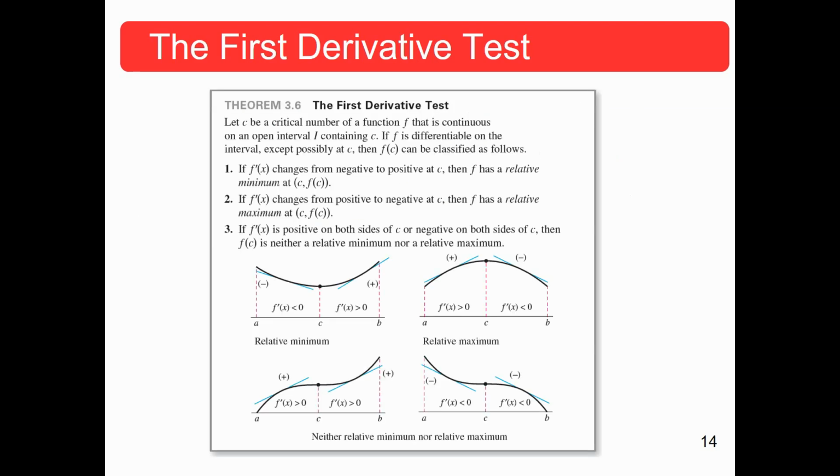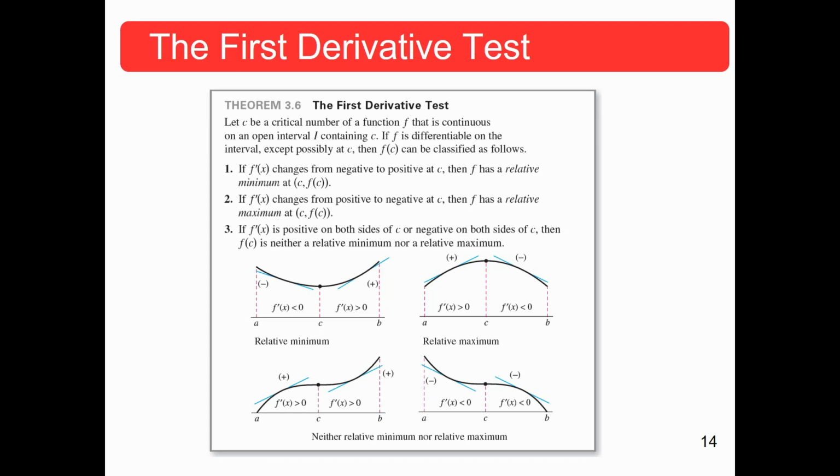The first derivative test says that if the derivative changes from negative to positive, which means we're going from decreasing to increasing, then f has a relative minimum at that point. If the derivative changes from positive to negative, then it has a relative maximum, because it's going up, then it's coming down. If f prime of x is positive on both sides of c or negative on both sides of c, then it's neither a relative max nor a relative min.